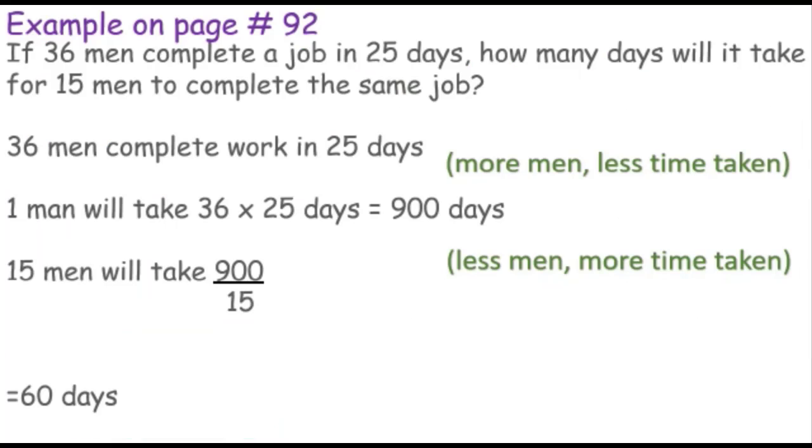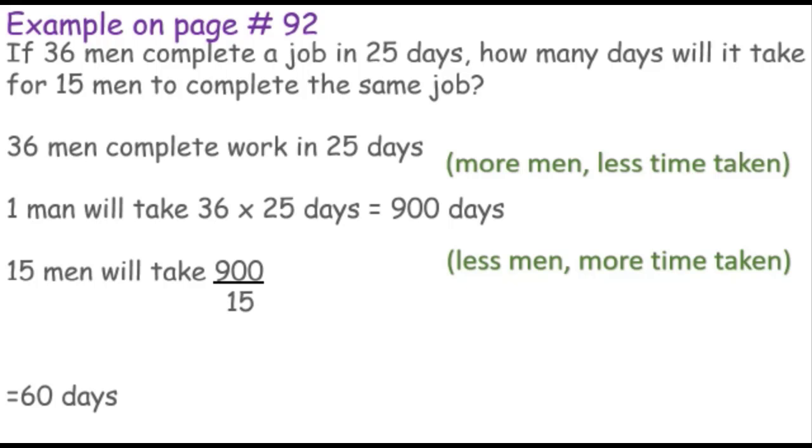Now there is an example on page number 92. If 36 men complete a job in 25 days, how many days will it take for 15 men to complete the same job? 36 men complete work in 25 days. More men, less time taken.